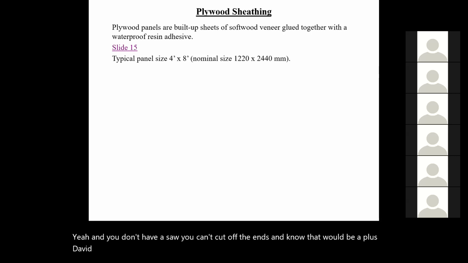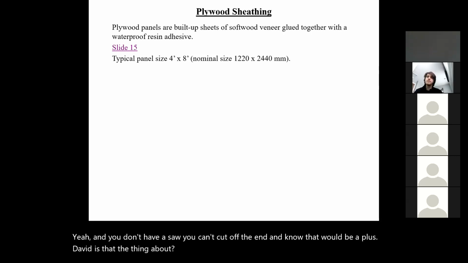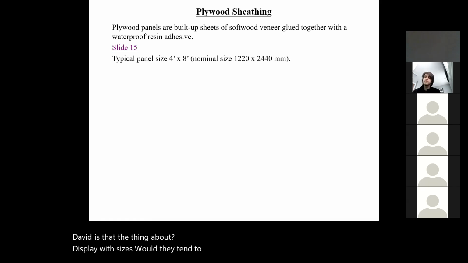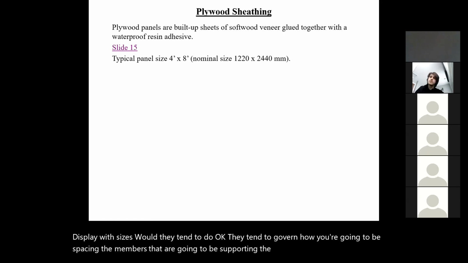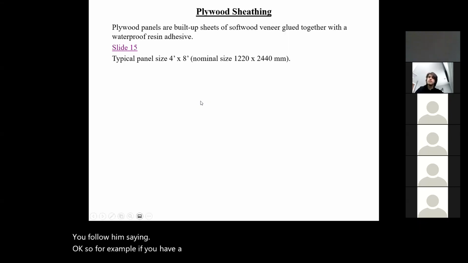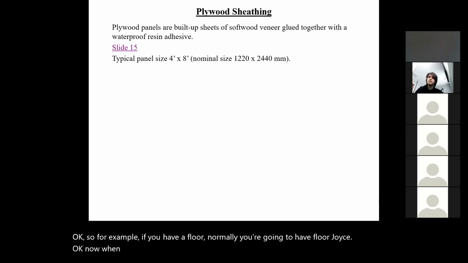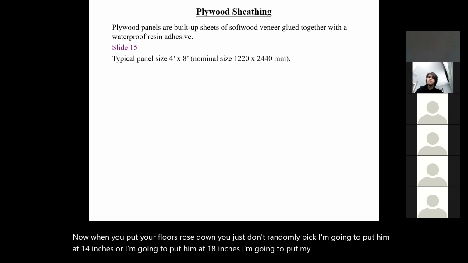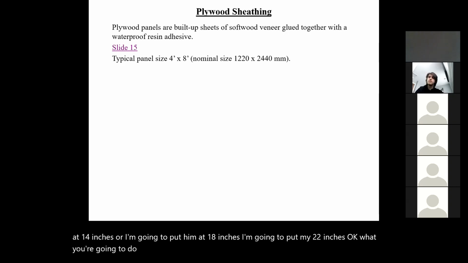The thing about these plywood sizes is that they tend to govern how you're going to be spacing the members that are supporting the plywood. Do you follow what I'm saying? For example, if you have a floor, normally you're going to have floor joists. When you put your floor joists down, you don't randomly pick 14 inches, or 18 inches, or 22 inches. What you're going to do is take a multiple of 12, of 4, I should say.